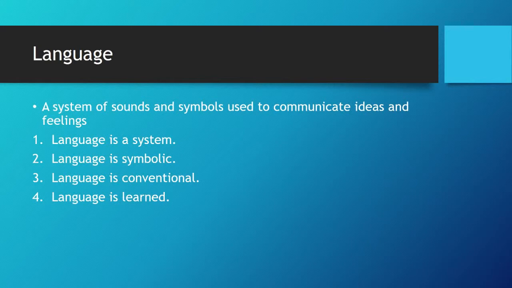But then the last thing is, we understand more symbols than we ever fully use or fully understand. There are words that you might hear and you basically get what it means, but you don't really know what it means, or you would never use it yourself. That's part of what language being learned is all about. We know more symbols than we will ever use or fully understand. So this is the rough definition of language. It's a system, it's symbolic, it's conventional, and it's learned.